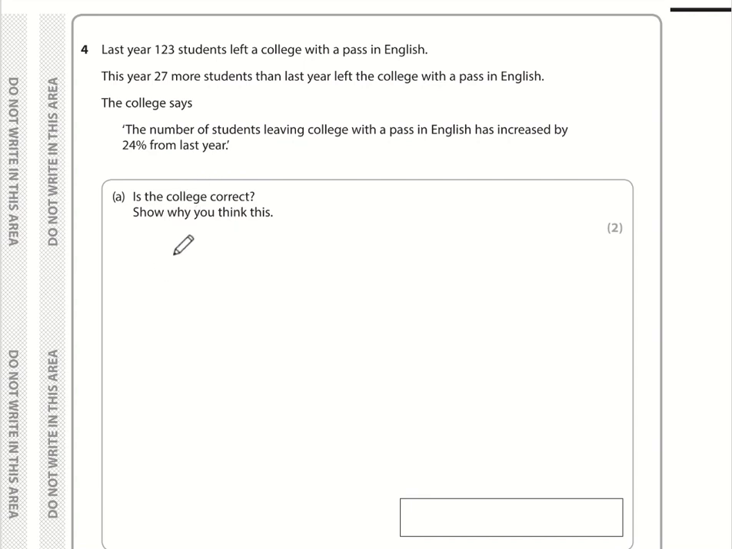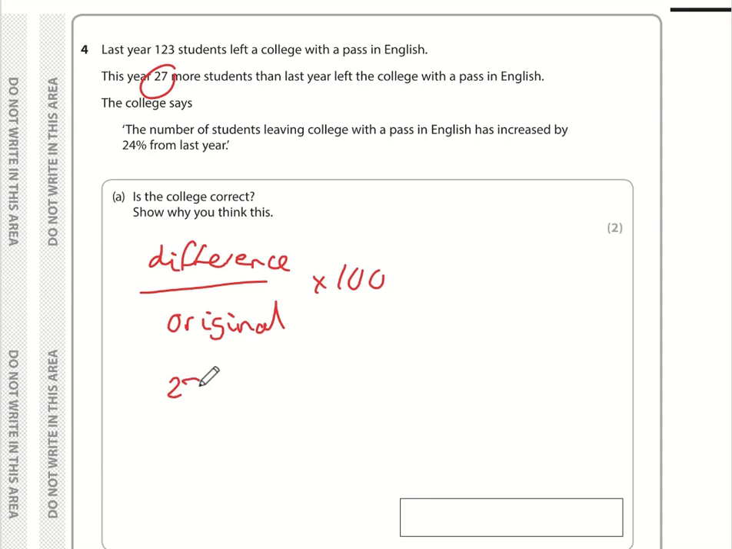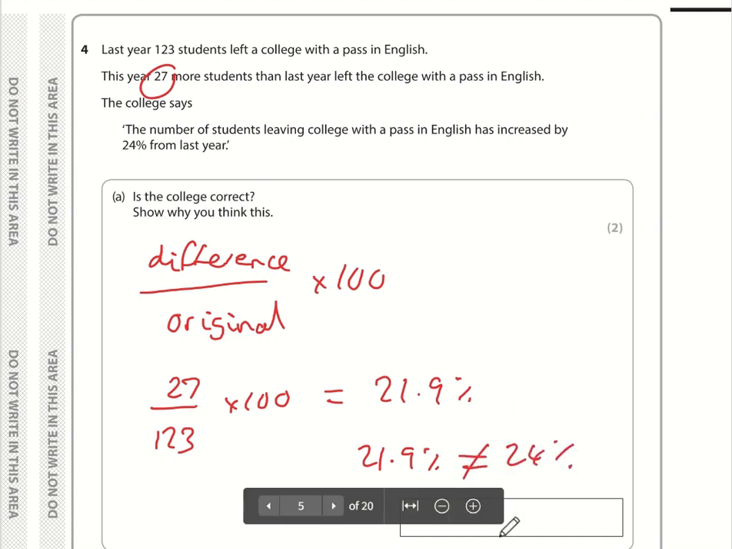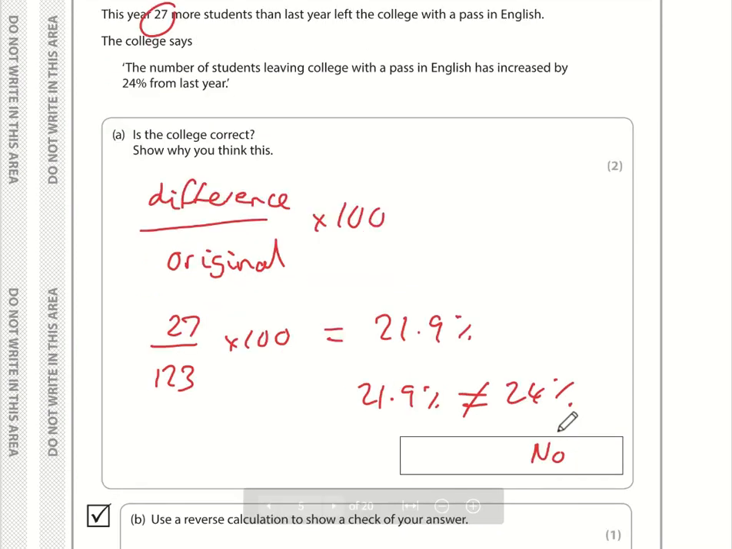So the formula for a percentage change, whether it's an increase or a decrease, is the difference between the 2 values divided by the original value multiplied by 100. So here we've got a difference of 27. Originally, or the year before, it was 123. So that's our calculation, 27 divided by 123 multiplied by 100, and that comes to approximately 21.9%. Well, that is not the same as 24%, so is the college correct? No, the college is wrong.